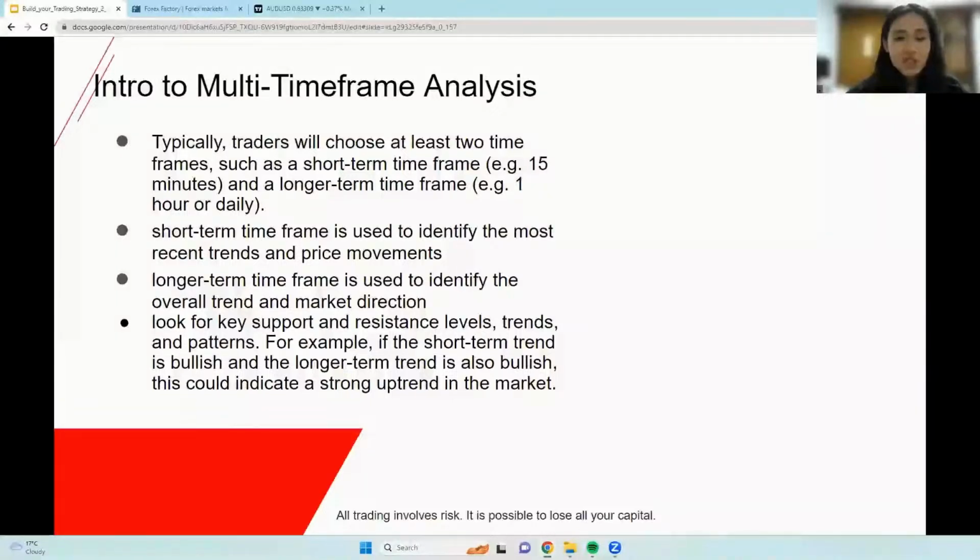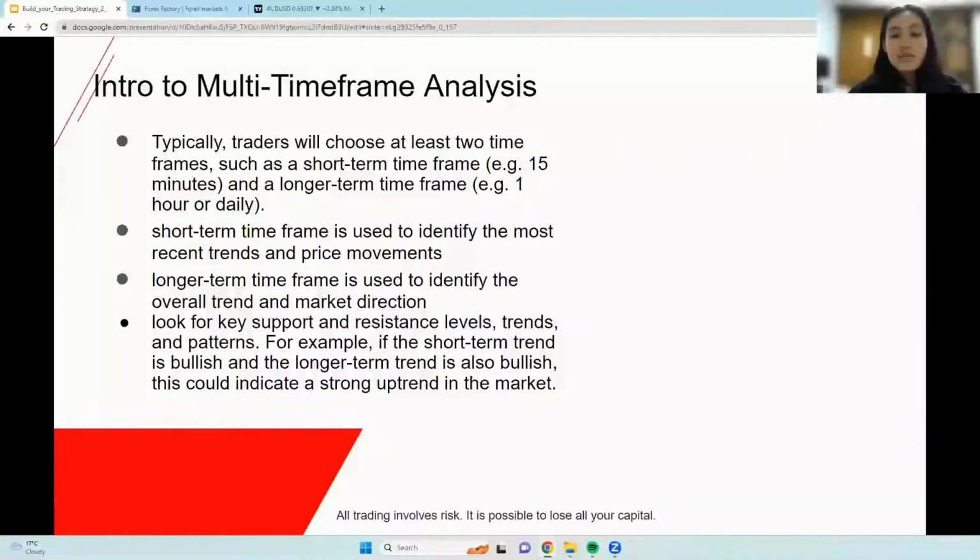So the first step in this strategy is to select the timeframes to analyze. So typically traders will choose at least 2 timeframes. So there'll be a short-term time frame, so 15 minutes, and a longer time frame, which will be either 1 hour or daily. Okay, so the short-term time frame is used to identify the most recent trends and price movements, while the longer-term time frame is used to identify the overall trend and market direction. Okay, so I briefly went through all of these earlier when I showed you guys the chart.